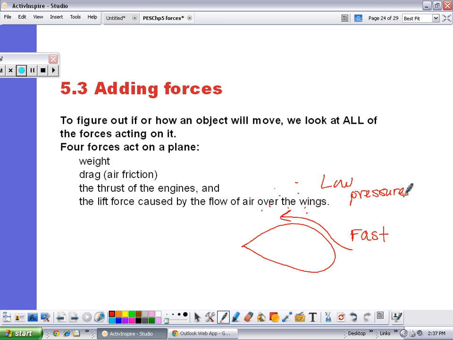So if you have low pressure above and fast air above, that means you have slow air below the wing, which is not moving, so it's condensed. It's very dense, very close together, which means it has a high pressure, which means it has an upward force creating lift, which lifts the plane up into the sky.